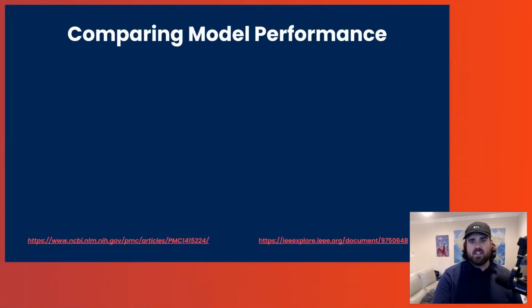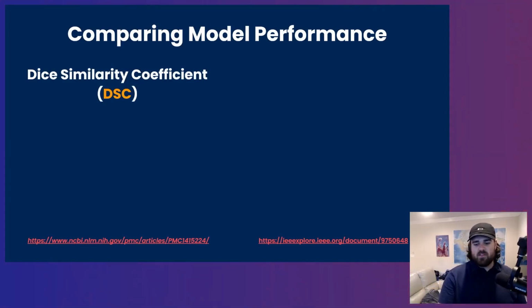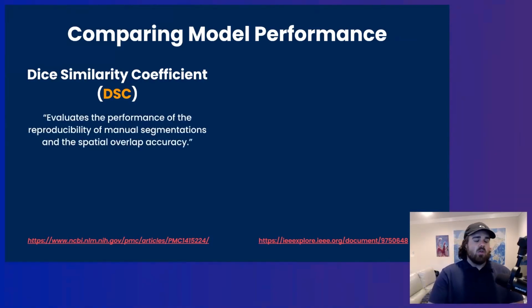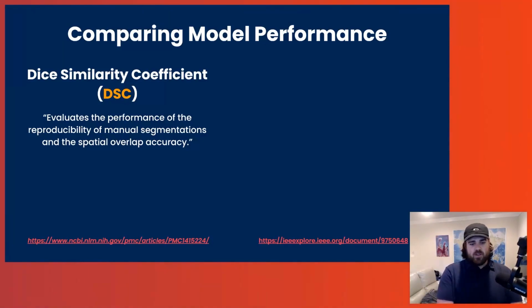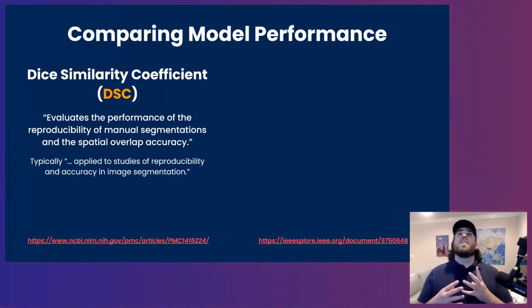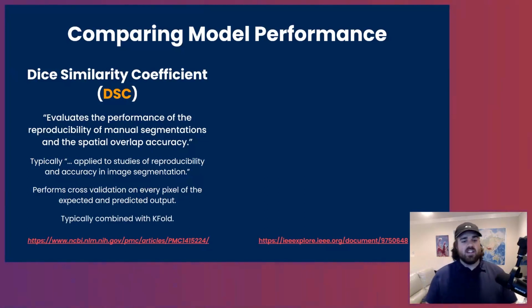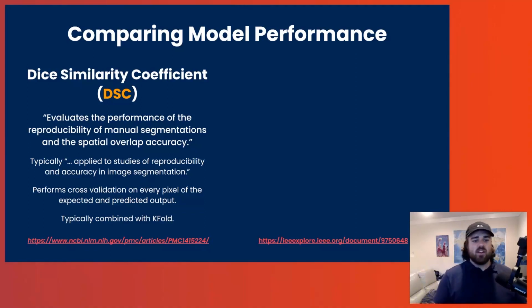Now, how I plan to test the project. There are two main ways to compare model performance on these types of tasks. The first is the dice similarity coefficient. This evaluates the reproducibility of manual segmentations and the spatial overlap accuracy. Basically, it's like a harmonic mean of how many of the labels you got right for the correct label and the wrong labels for the wrong label. Typically, it is used to say how reproducible and accurate the segmentation is, and it performs cross-validation on every pixel, so it's very computationally complex.